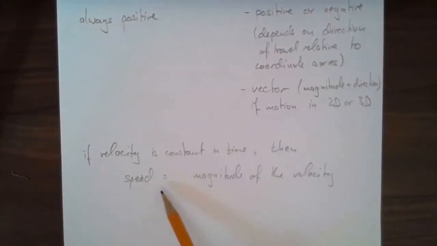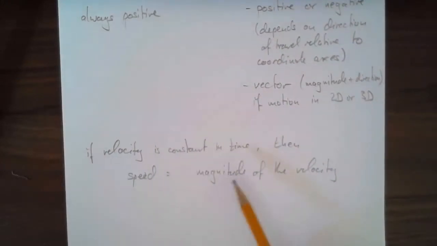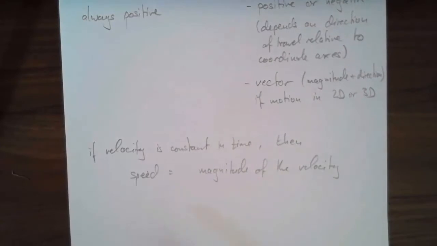So let's go back to your car. Does your speedometer show speed or velocity? Well, your speedometer doesn't show you whether you're going north or south or east or west or something in between. It just shows you're going 40 miles per hour. So your car speedometer just shows you a magnitude. It just shows you the speed.